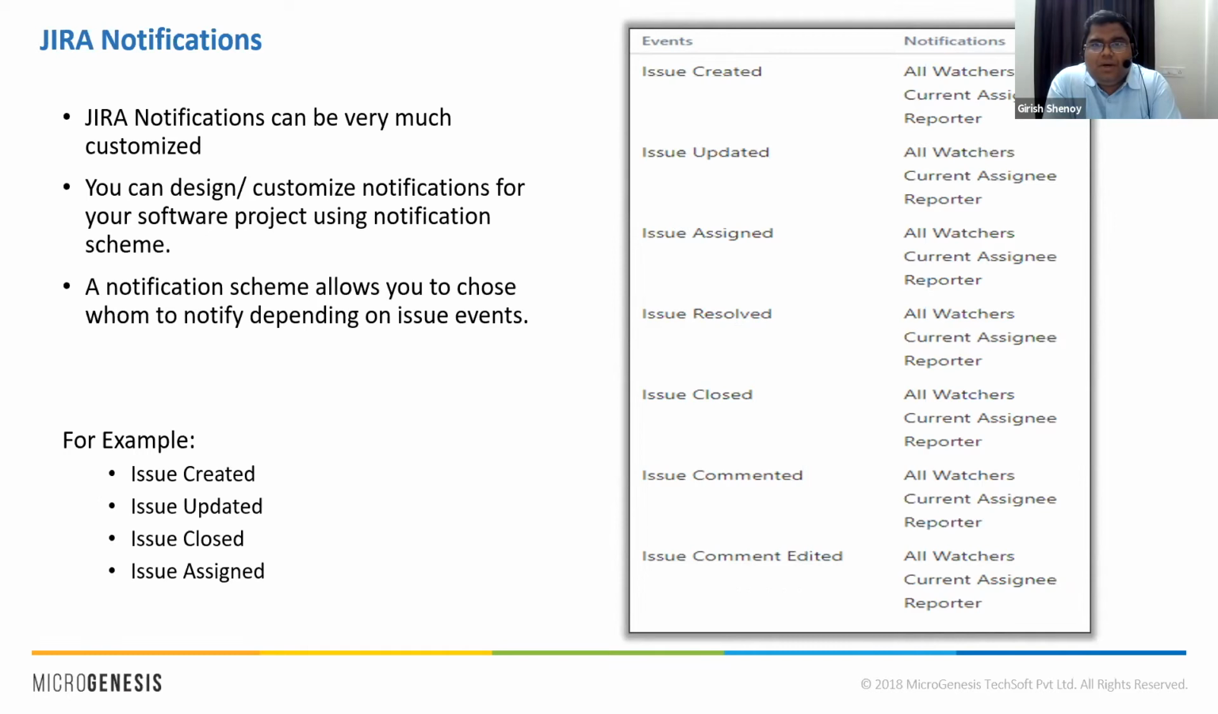It allows you to tune or configure when you want to trigger email notifications and to whom you want to trigger them. For example, issue created. Here it says all watchers of the issue, then the current assignee and the reporter of the issue will get a notification. Similarly, you have various events for which you can trigger custom notifications.